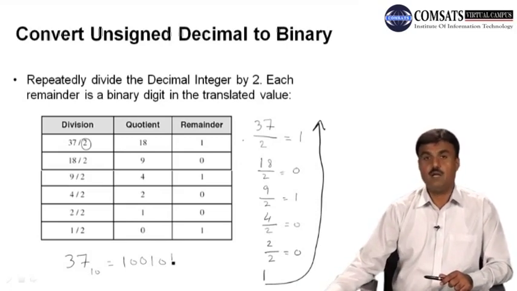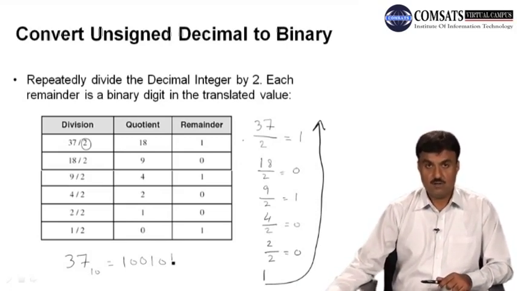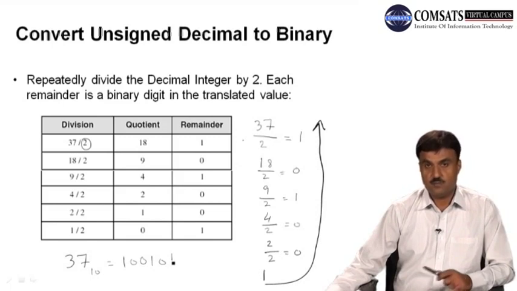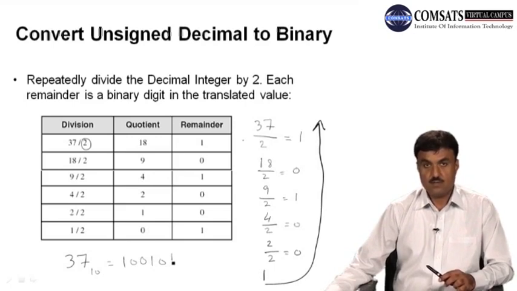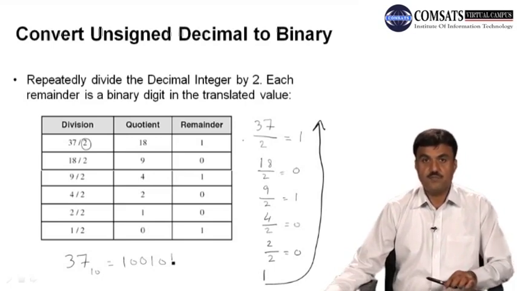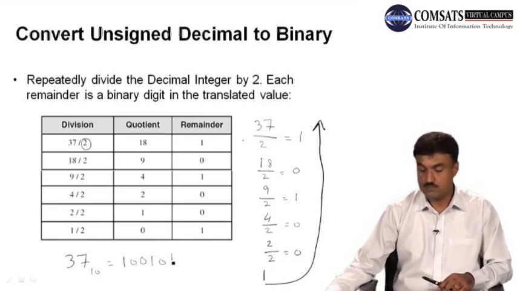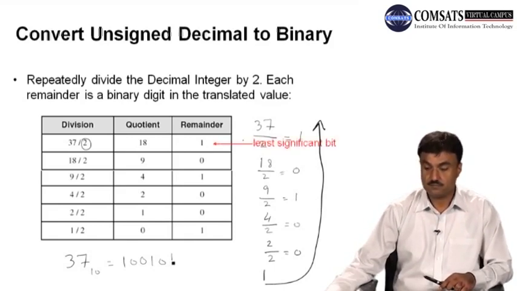Similarly, if you have any decimal number, in the thousands or hundreds or whatsoever, you just divide by 2 and continue the process and keep the remainder. When you come to the end, you will get remainder 1. So start from there, right up to the first remainder. We have to keep track of all the remainders.